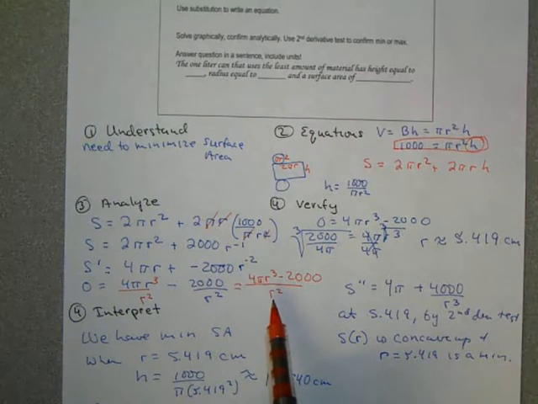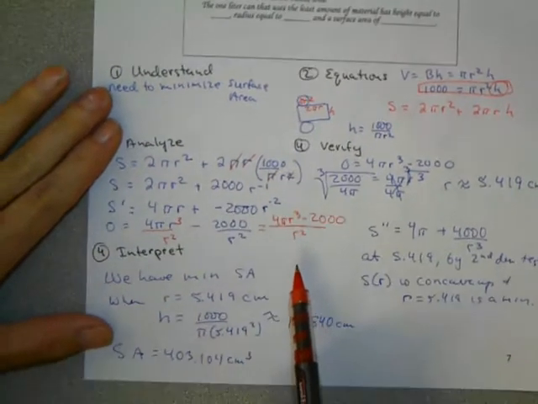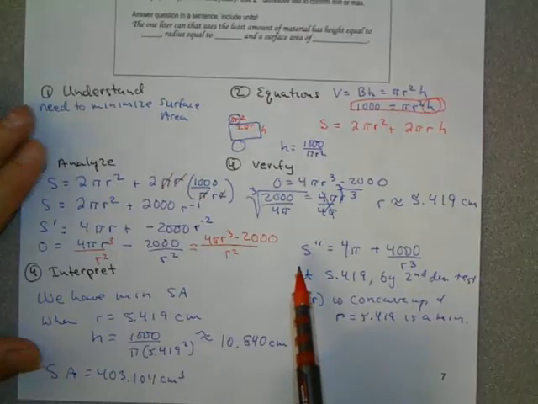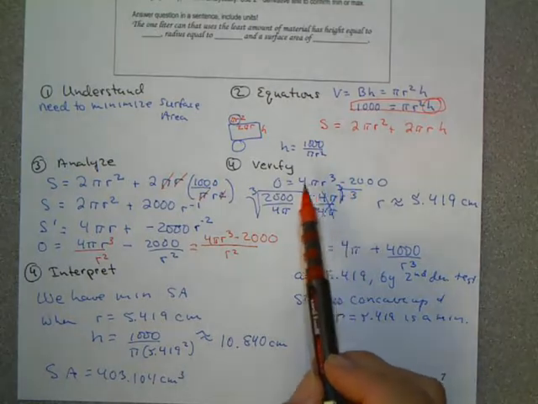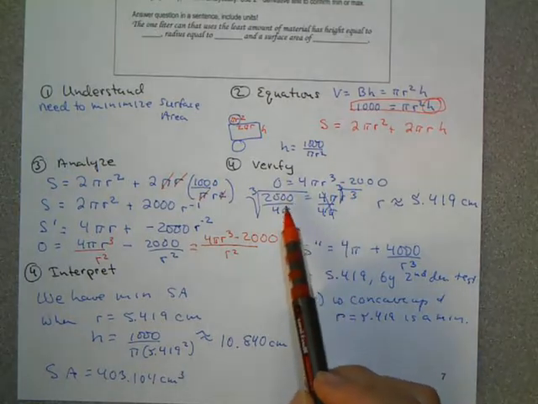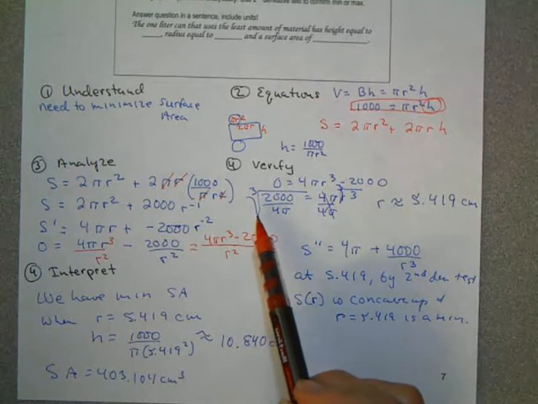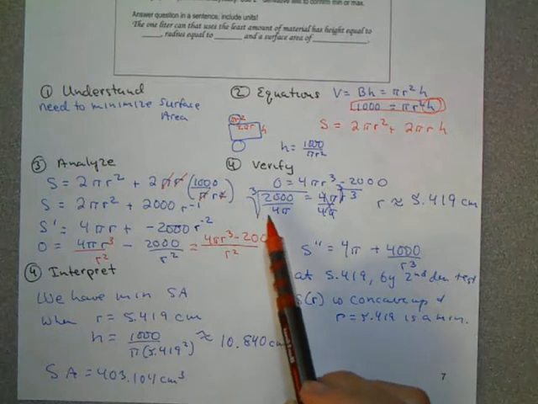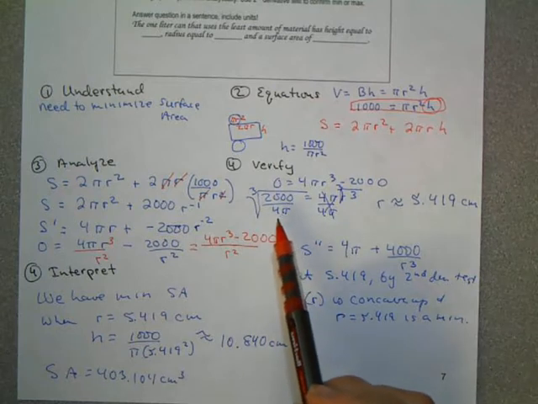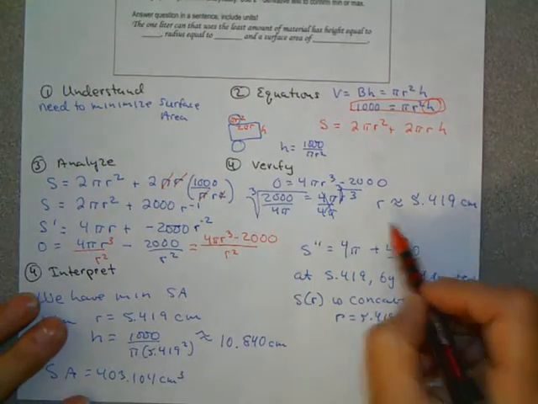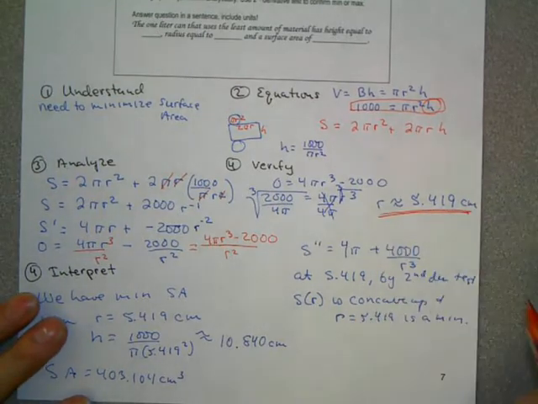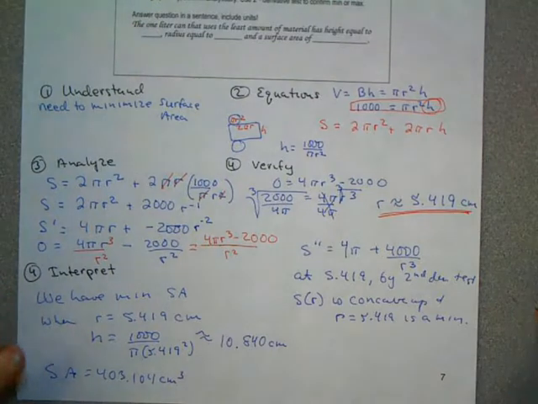Well, when this does not exist, the radius is 0. Well, if the radius is 0, the can doesn't exist, so I'm not going to worry about that particular radius. And I'm going to set my numerator equal to 0, 4 pi r cubed minus 2,000. I'm going to add 2,000 to both sides, divide by 4 pi, and cube root my answer. I'm going to just pop that into my calculator, 2,000 divided by 4 pi, take the cube root, and I will get a radius of 5.419 centimeters.